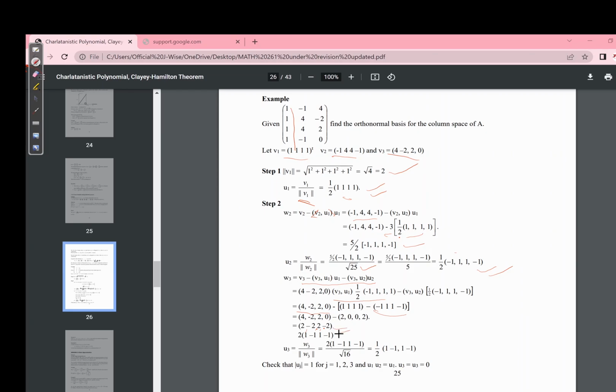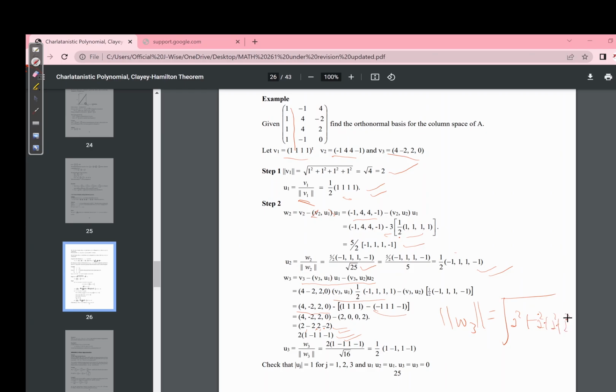Okay, then you can factorize 2 out. So when you factorize 2 out, you get this. Okay, that's 2 multiplied by 1 minus 1 1 minus 1. Then now you can find your corresponding u3. So our u3 is given by w3 over the norm. So the norm of w3 is given by square root of 2 squared plus 2 squared plus 2 squared plus 2 squared.